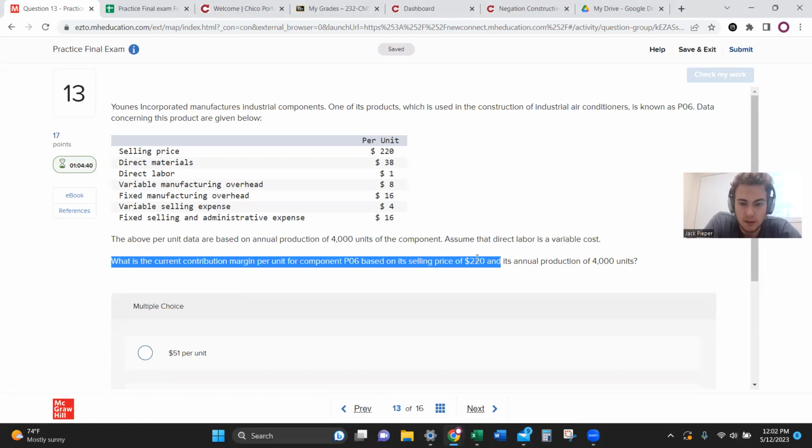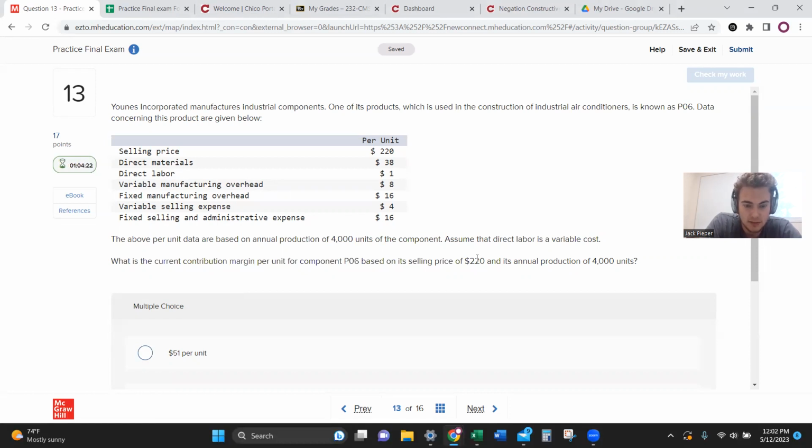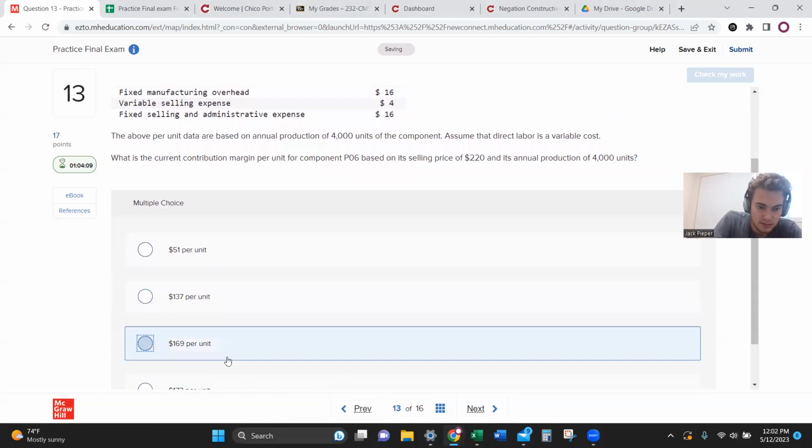Oh, well, I like that we don't have to deal with amounts of units produced because it's asking for our contribution margin per unit. That's nice. Also, if we remember our formula for contribution margin, it's our selling price minus all of our variable expenses, regardless if they're product or period. So we'll do 220 minus 38 minus 1 minus 8 minus 4. $169 per unit.